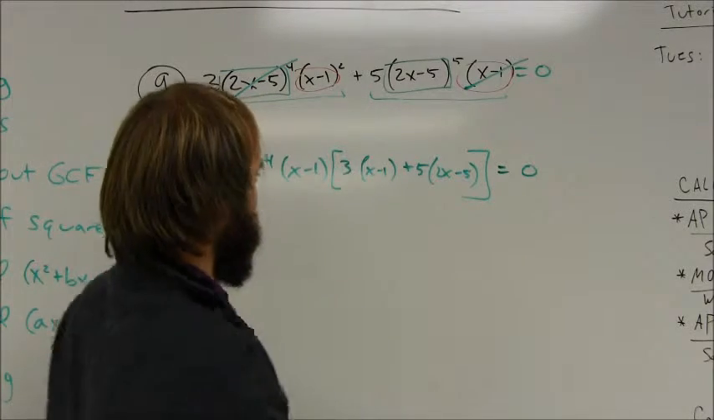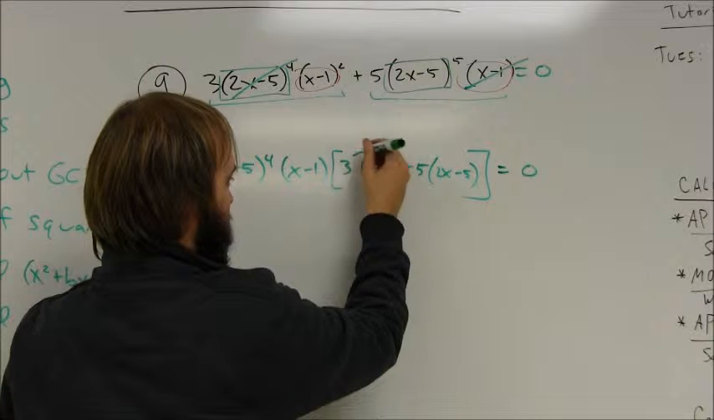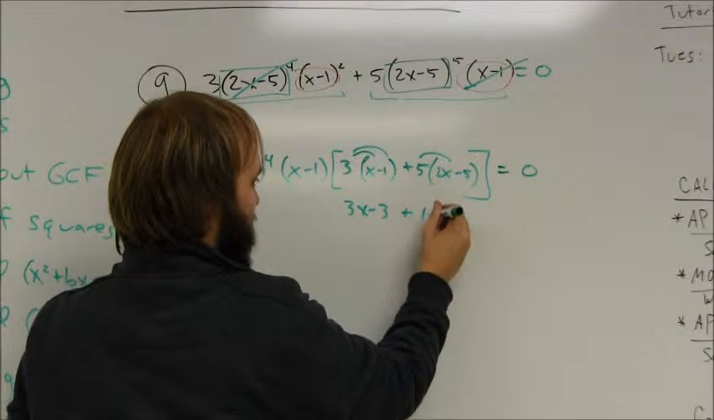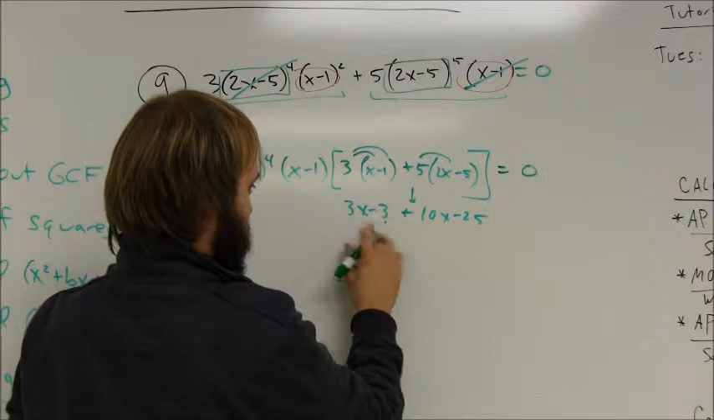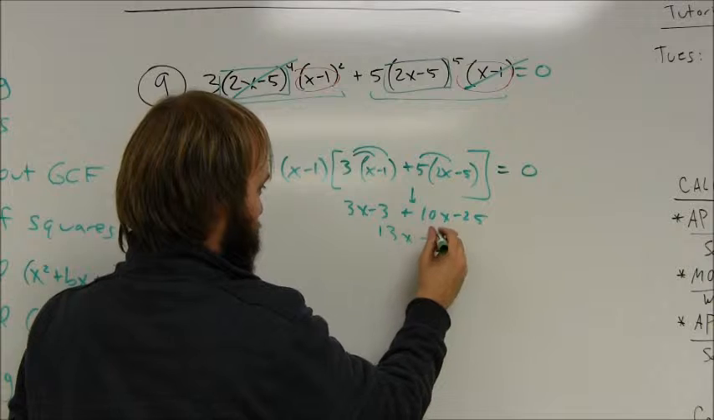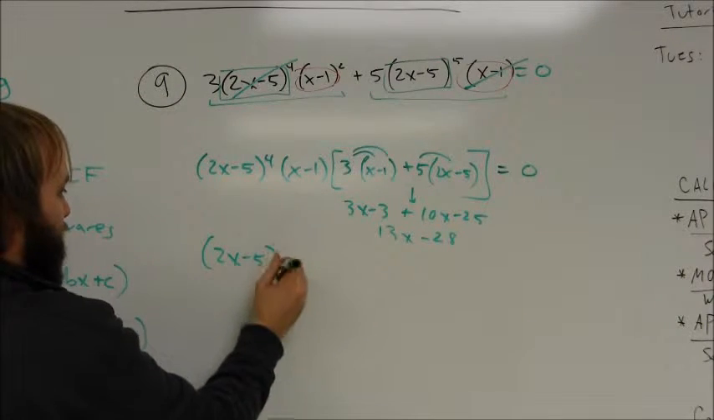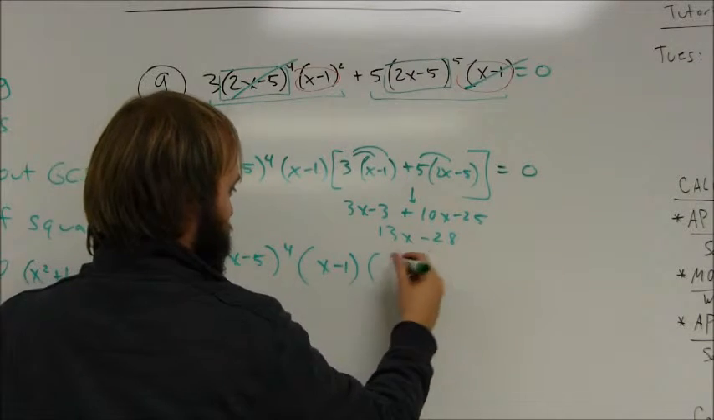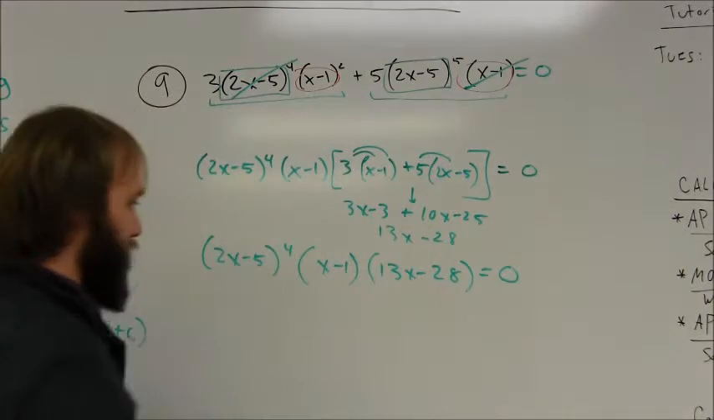Still not quite done because I've got stuff inside parentheses here that can be simplified. Okay, so that's going to be 3x minus 3 plus 10x minus 25. And let's see, that ends up being 13x minus 28. Okay, so my final quantity, 2x minus 5 raised to the 4th power, times the quantity x minus 1, times the quantity 13x minus 28, is equal to 0.